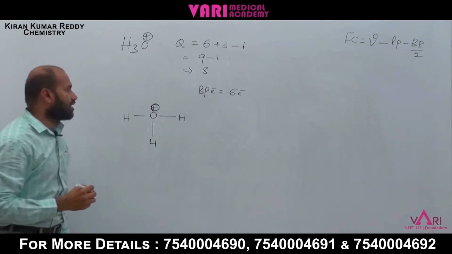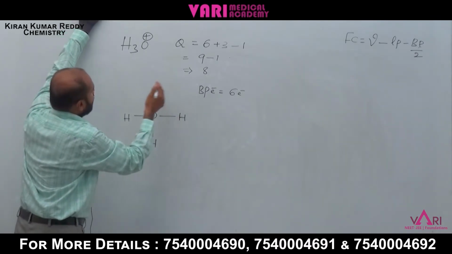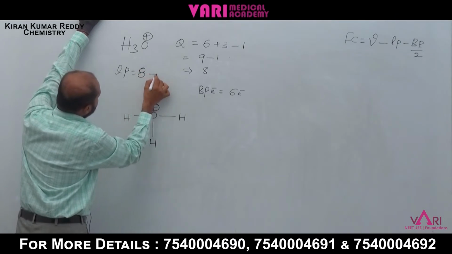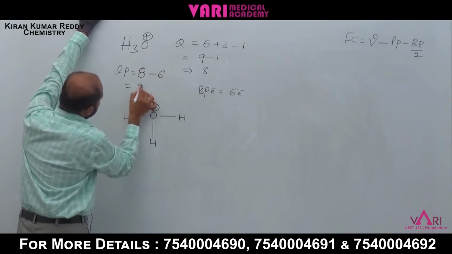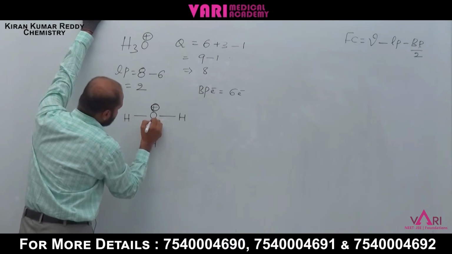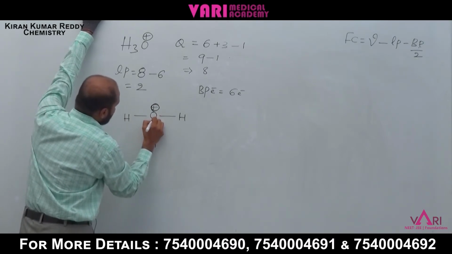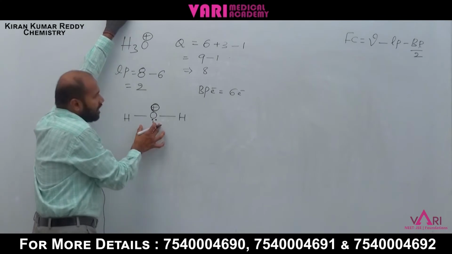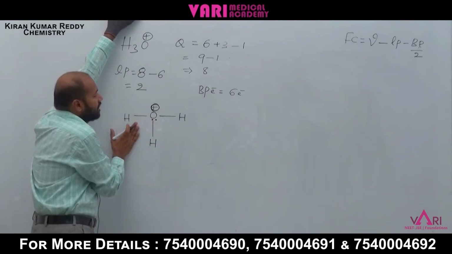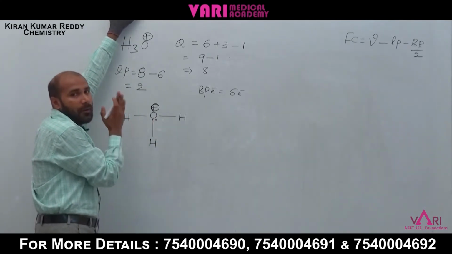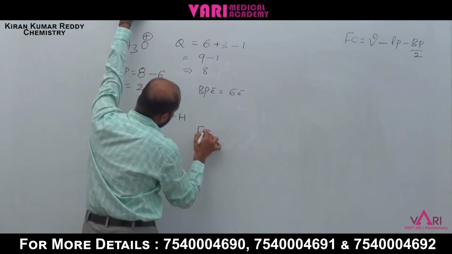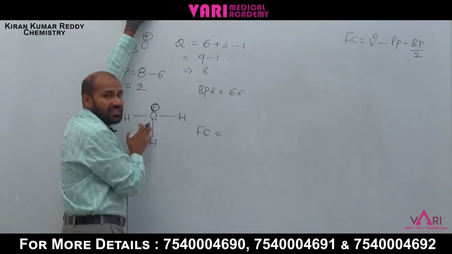Now 6 electrons means we can write it. Now lone pair of electrons is equal to 8 minus 6, that is equal to 2. 2 means, where is it present? I am writing like this, 1 and 2. 2 electrons are present. Now this one is the Lewis dot structure of H3O plus. Here the positive charge is present, so the formal charge is plus 1.